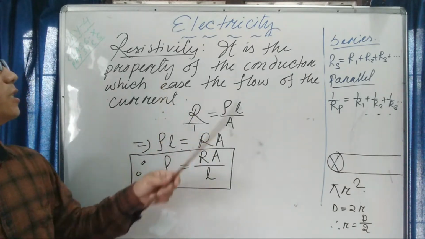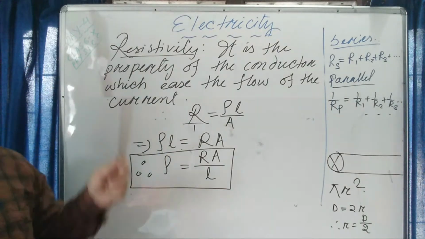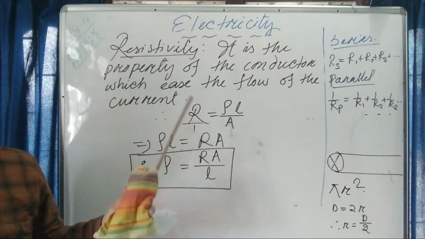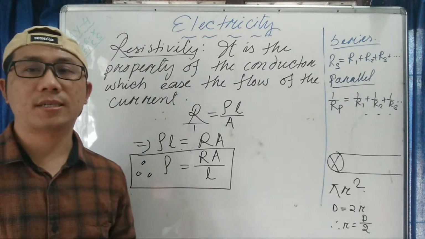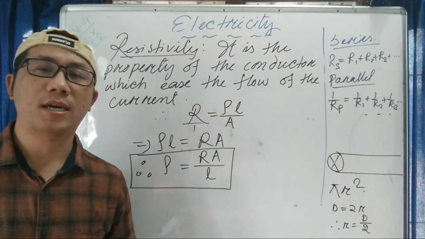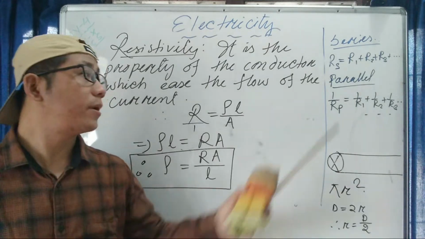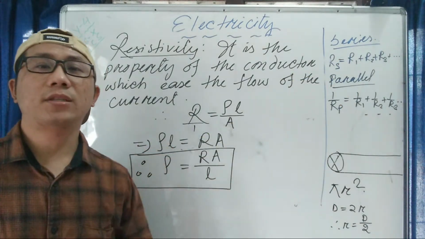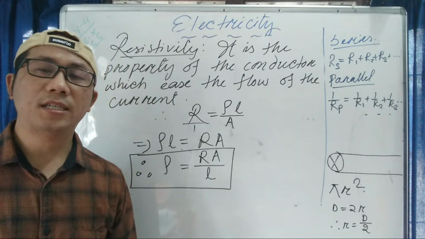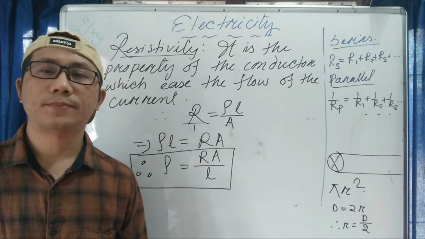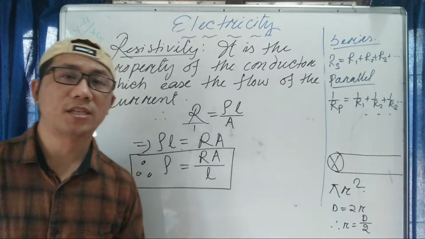So this is all about the resistivity. Last time we already discussed the resistance of conductors connected in series and also in parallel, which we already learned. Today I want to start the class with the heating effect of electric current.